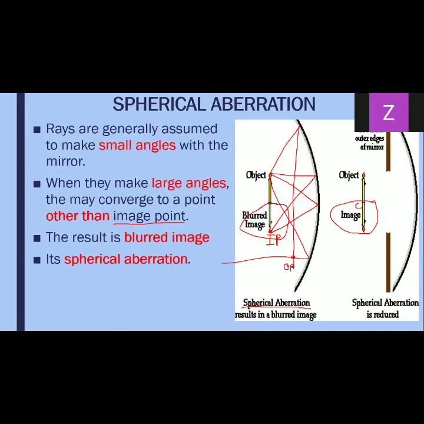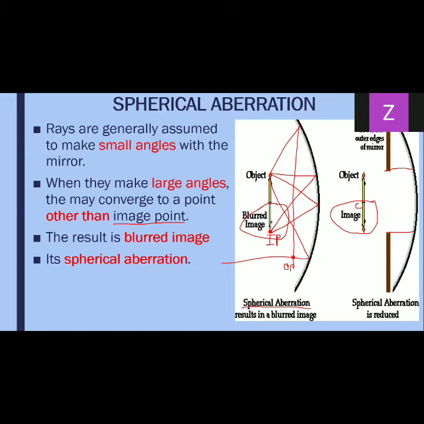Now, how to correct that defect? There are lots and lots of different ways to correct the defect. One of them is given over here. You simply close this part of that particular mirror. Only part of the mirror is used, so there won't be any reflection from the upper part. Light will go only into this part and we will get reflection only from this part.